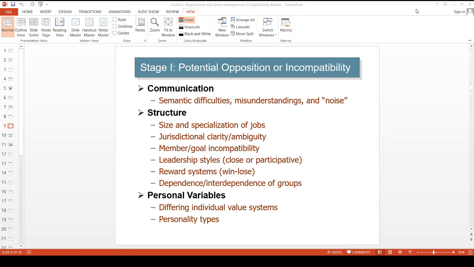Size and specialization act as forces to stimulate conflict. The larger the group and the more specialized its activities, the greater the likelihood of conflict. For example, if the group size or team size is smaller, there will be fewer chances of conflict. But if the group size or team size is greater, there will be more chances of conflict occurring in that group or team.